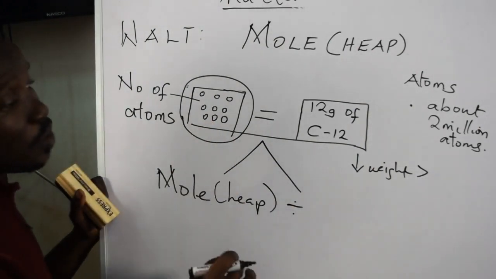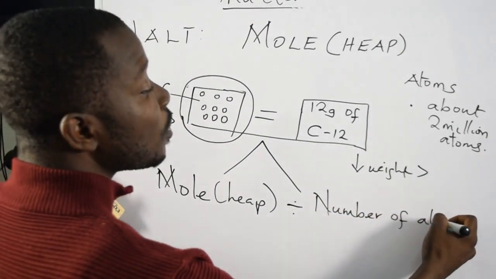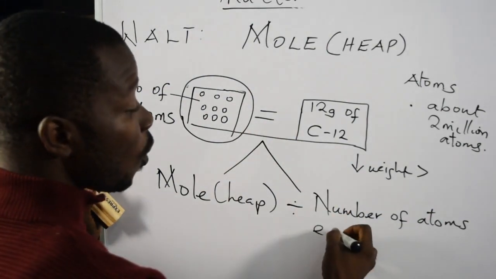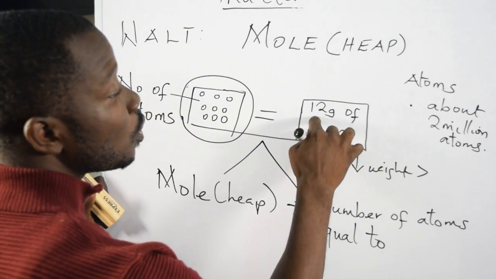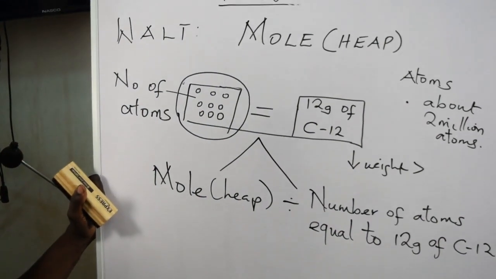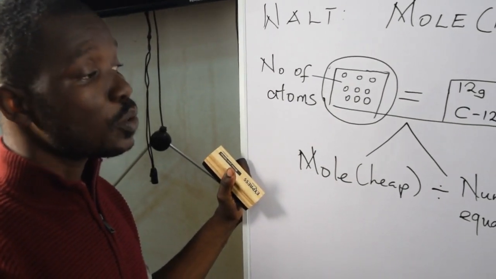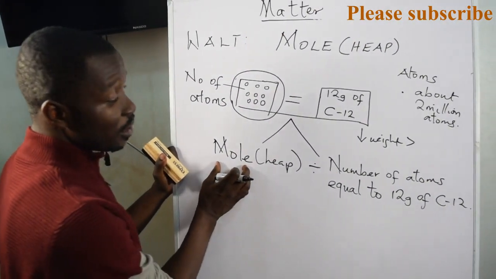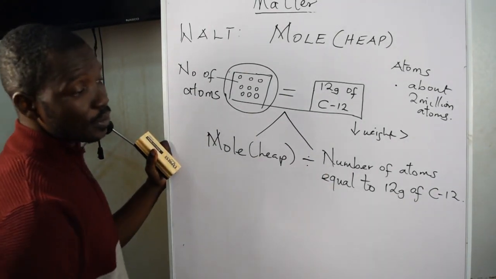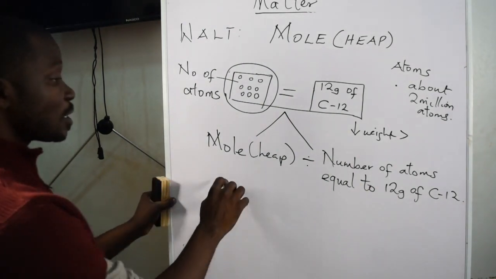don't memorize. It's simple. Just look at this diagram. What is here? Number of atoms. And whatever is here is equal to 12 grams of carbon 12. I think that's easy to remember. Number of atoms equal to 12 grams of carbon 12. So mole, its Latin name is heap. So actually mole is a heap of atoms. And once that number of atoms, or the heap of atoms, is equal to 12 grams of carbon 12, that's it, we get a mole.